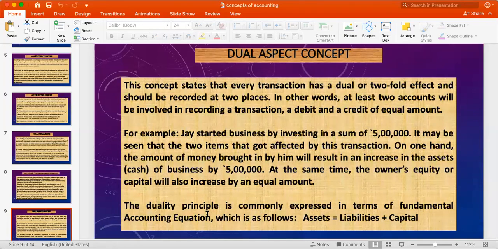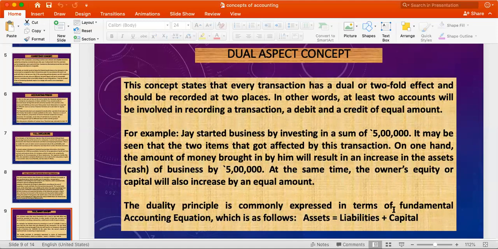The duality principle is commonly expressed in the terms of the fundamental accounting equation, which is assets are equal to liabilities plus capital. This is a very important equation which will help you in the next chapter also, and even the balance sheet which we make is generally according to this formula. One side you will have assets, and the other side you have liabilities plus capital.